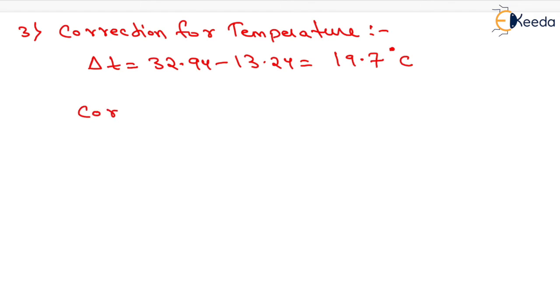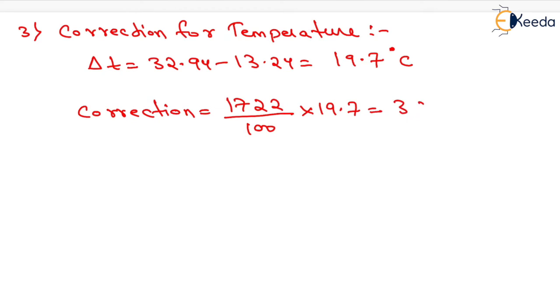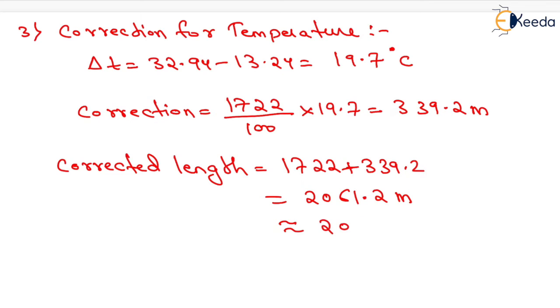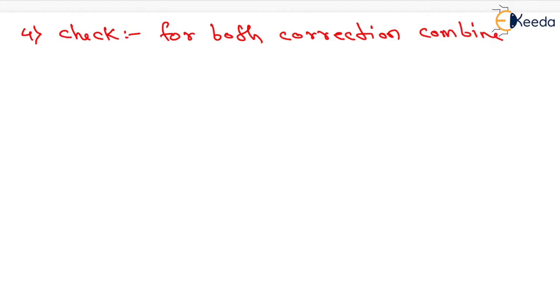Now the correction will be equal to 1722 divided by 100 into 19.7. It will be equal to 339.2 meter. Now the corrected length will be equal to 1722 plus 339.2, which is equal to 2061.2 meter, nearly equal to 2060 meter. Now check for both corrections combined.